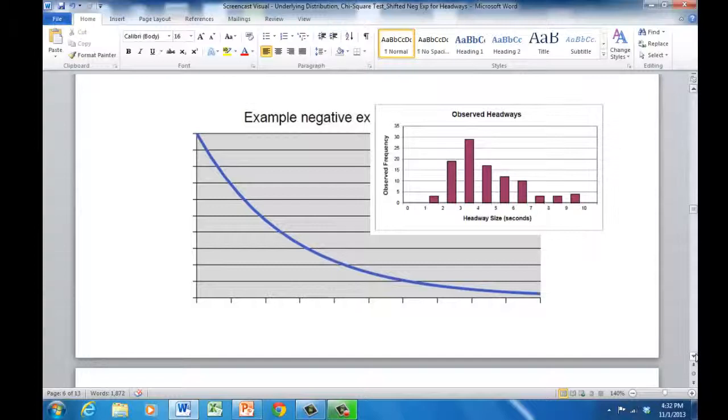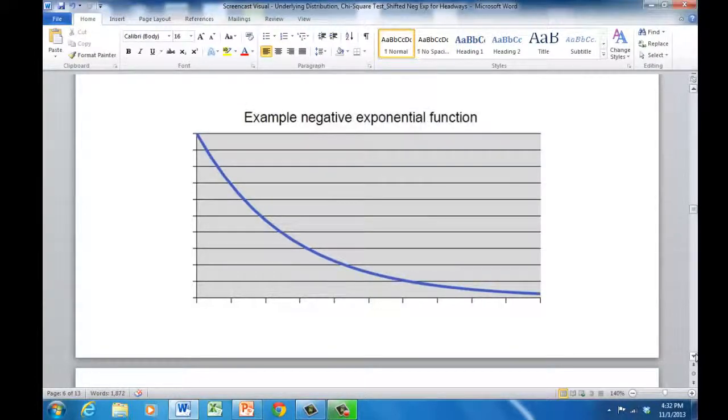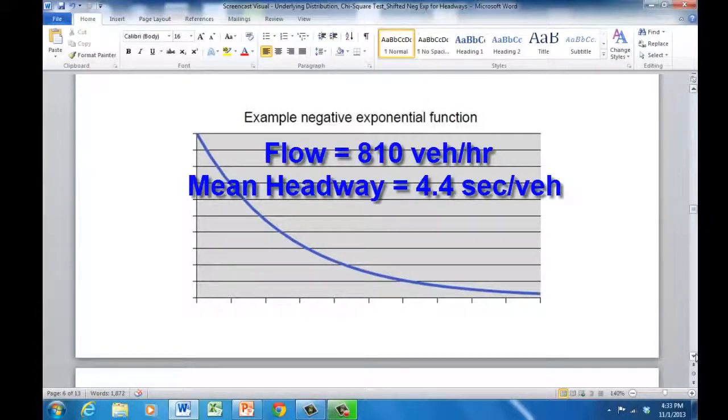In order to test the hypothesis of an underlying distribution that is negative exponential, I must first construct a frequency table that represents how 100 sampled headways taken under prevailing conditions would likely appear if the underlying distribution were indeed negative exponential. The prevailing condition is 810 vehicles per hour, and we have already shown that this equates to a mean headway of 4.4 seconds per vehicle.